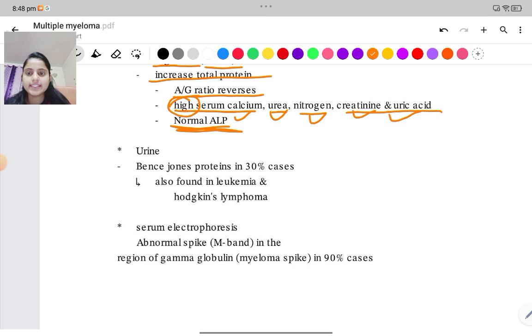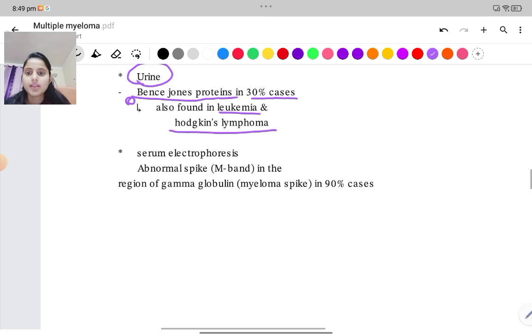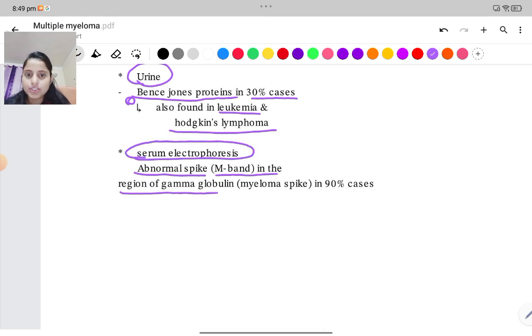In urine, we can see the Bence-Jones proteins in 30% of the cases. But this Bence-Jones protein can also be seen in the leukemia and the Hodgkin lymphoma. On serum electrophoresis, we see the abnormal spike M band in the region of gamma globulin, myeloma spike. In 90% of the cases, we can see the M band abnormal spike.